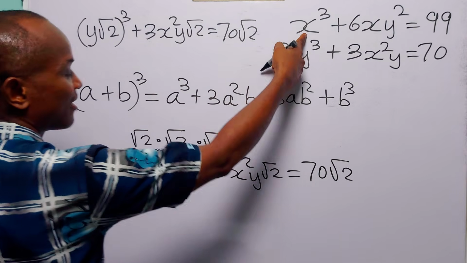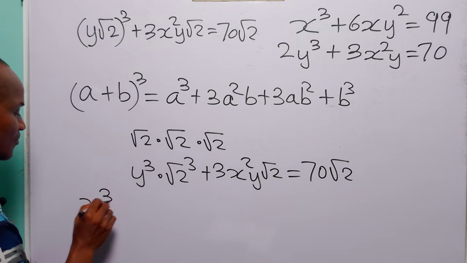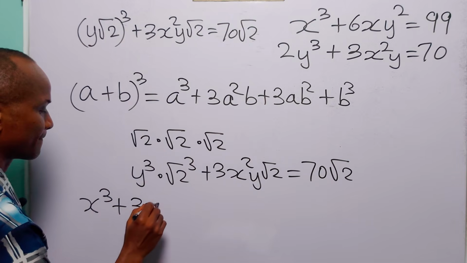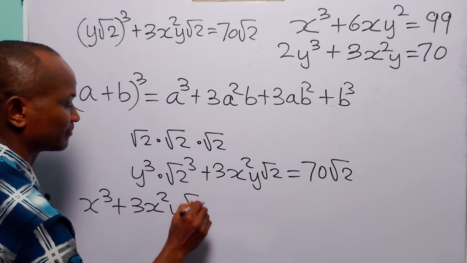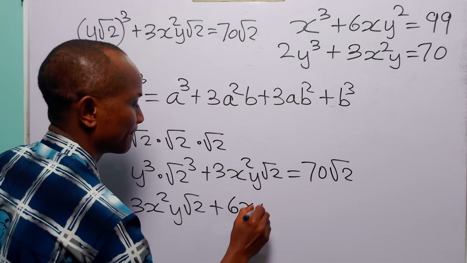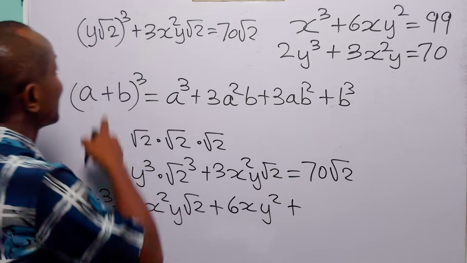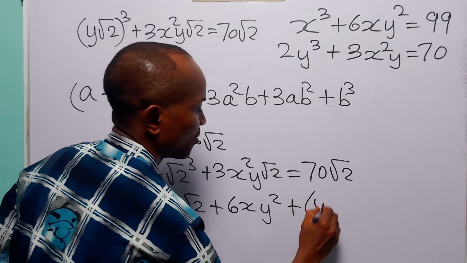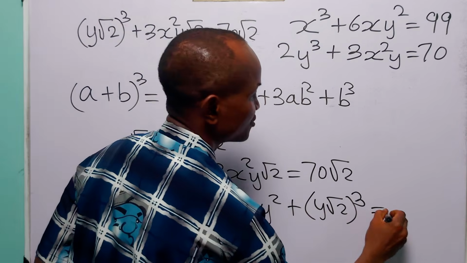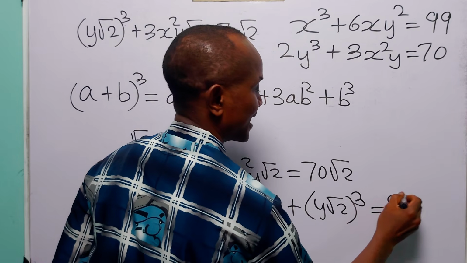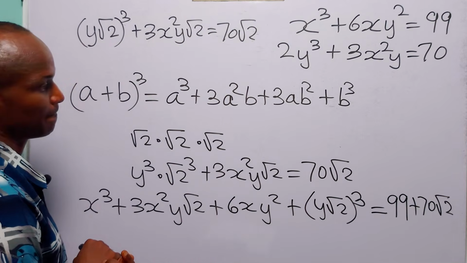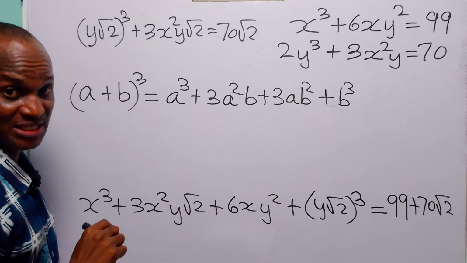When we do that, we have x cubed plus 3x squared y root 2 plus 6xy squared. Finally, plus (y root 2) cubed. And of course, this is going to be equal to 99 plus 70 root 2. Now let us look at the left-hand side of this equation.